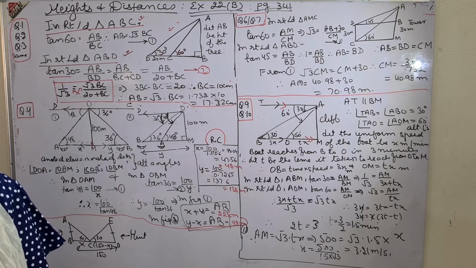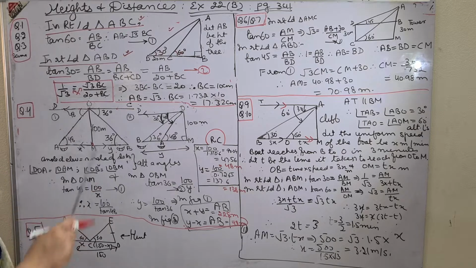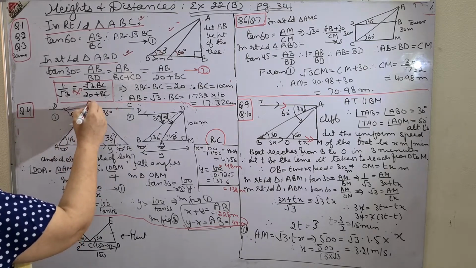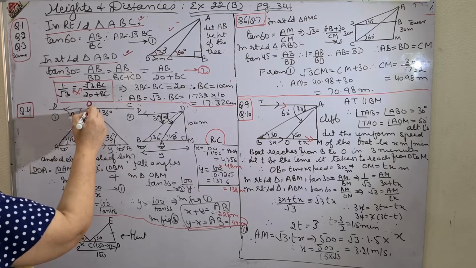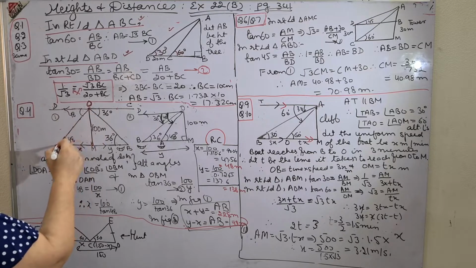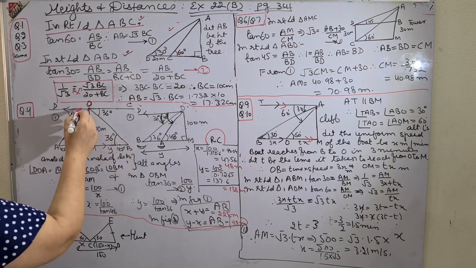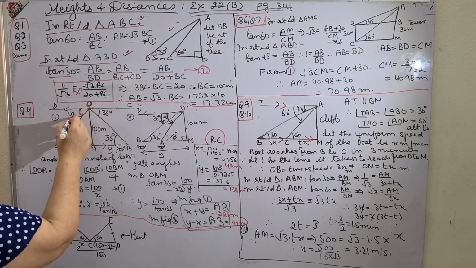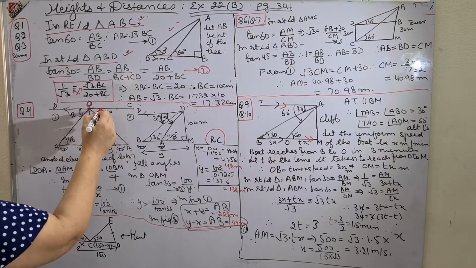Then coming to question number 4: from the top of a lighthouse. Now there is one lighthouse. They will make you understand the question. They have given you one lighthouse, 100 meters, and the observer is standing at the height of 100 meters, on the top of the lighthouse. From there he noticed two ships. One is at an angle of depression of 48 degrees, and the other is at an angle of depression of 36 degrees.